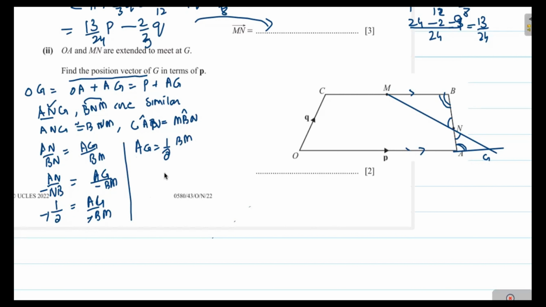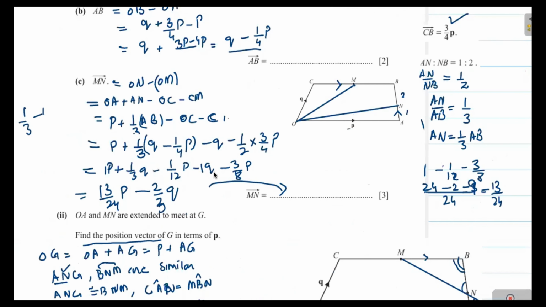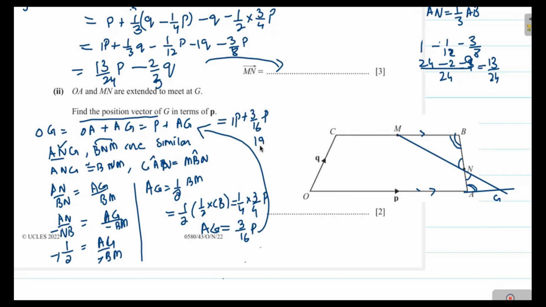Therefore, BM will be equal to 1/2 into CB, and you know CB is the vector here 3/4P. We put the value here, 1/4 into 3/4P. That value equal to 3/16P. Now the value of AG is 3/16P. Therefore, this OG will be equal to P plus 3/16P. Now that value becomes 19/16P, and this is the answer.